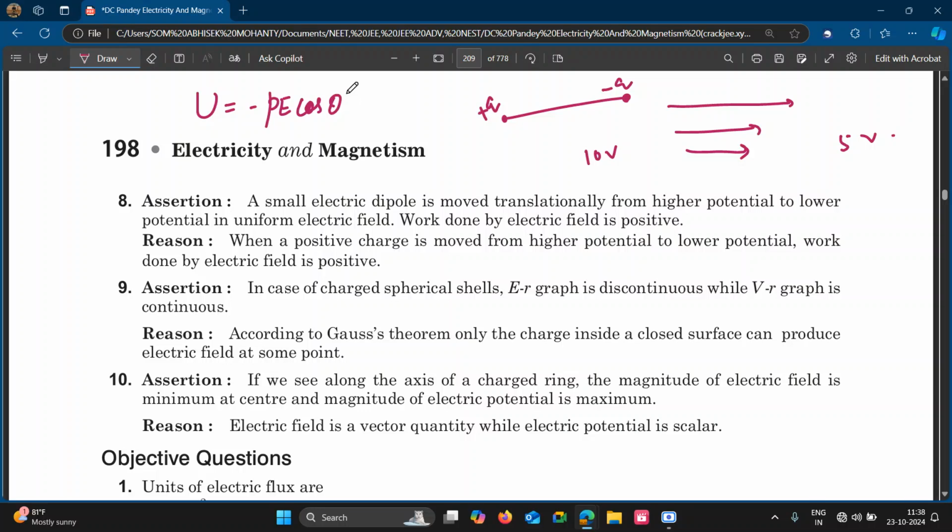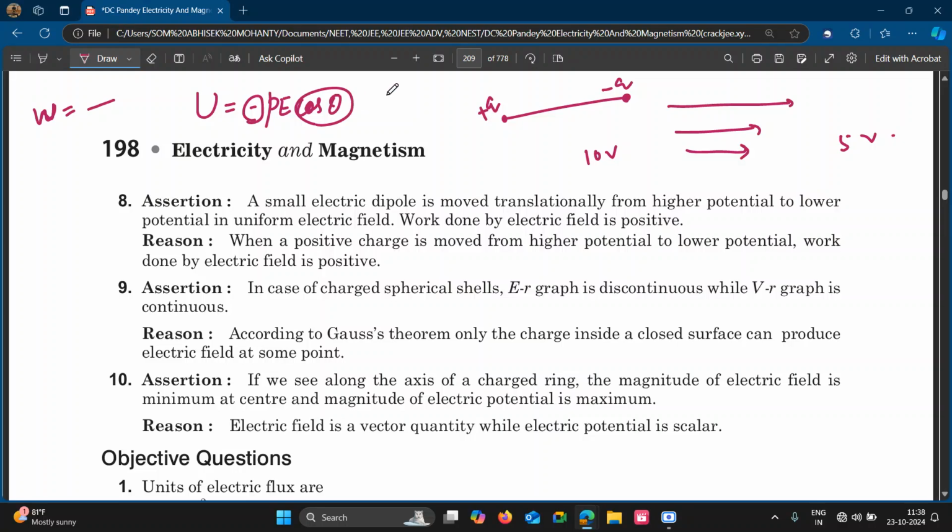And if you see, there is a negative sign here, and it is going from higher to lower potential. So work done will be what? Work done will be decreasing. Like work done will be negative. Okay. Here work done will be negative, not positive, because U is equal to minus P E cos theta.